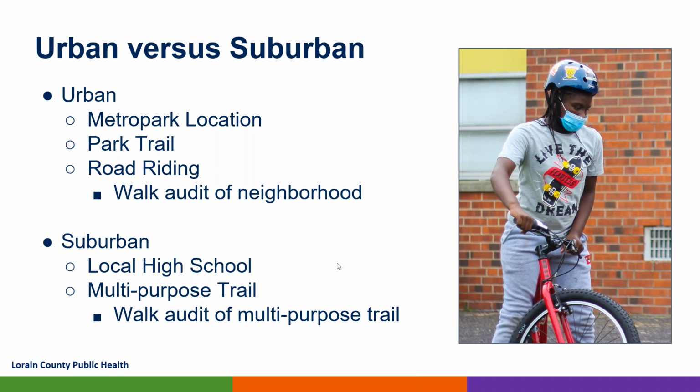So within the urban locations, we use a Metro Park location for the girls to ride in. They were able to use the parking lot to practice, ride on the trails, and also we completed a walk audit of the neighborhood surrounding the park. And then the girls were able to ride on the road to practice what they have learned throughout the course. In our suburban area, which is the fast-growing suburb of North Ridgeville, we used a local high school as this model, and mostly the girls rode on the multi-purpose trail. We used that one as a summer camp model, and then the urban settings were the after-school 10-week programs.